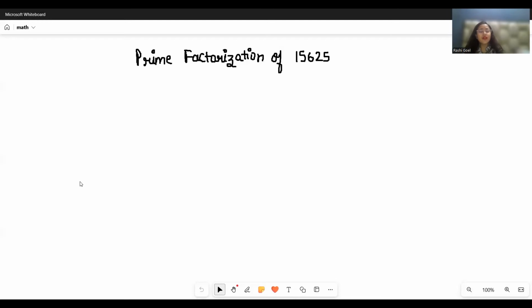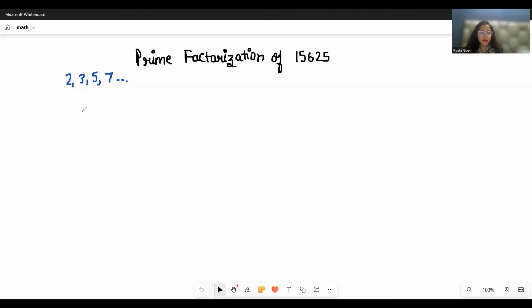So first, what is prime factorization? It means expressing a number as a product of its prime factors. Those indivisible numbers are 2, 3, 5, 7, and so on. In other words, we are finding out what prime numbers multiply together to give us 15,625.